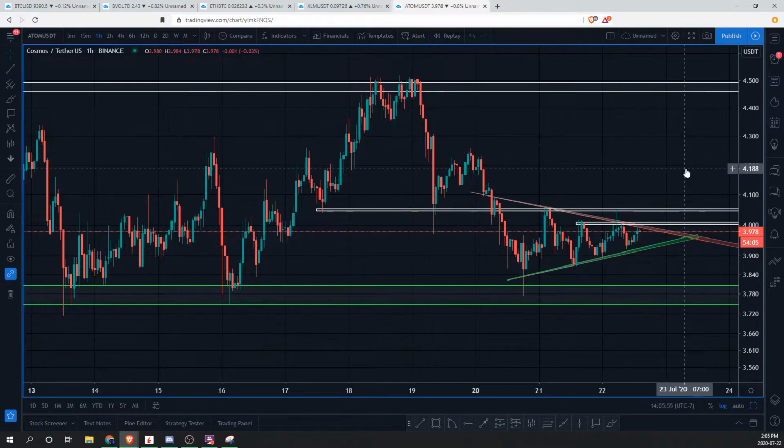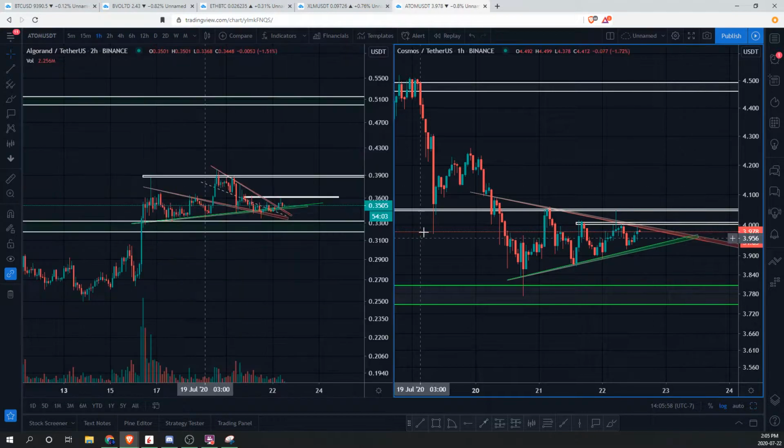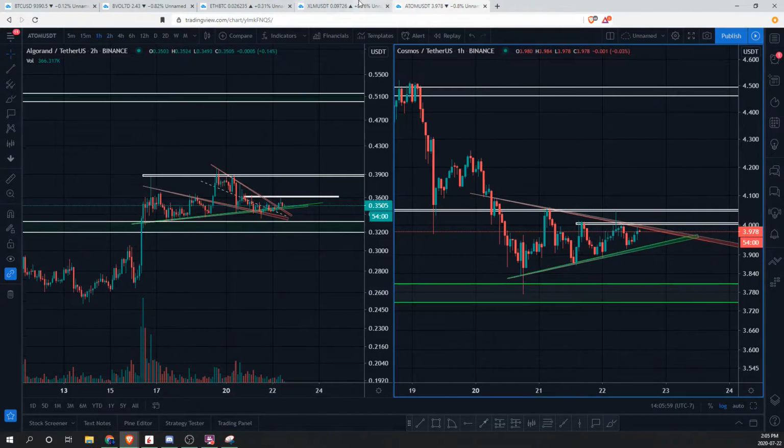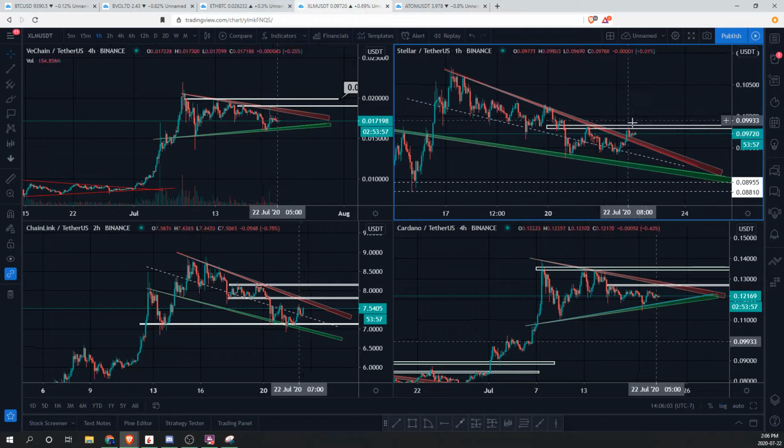So that's going to be what we're going to be looking for. We don't see it just yet, but I do think that Cosmos is setting up to be a decent opportunity. XLM breaking that zone, Stellar is really looking good as well. So in short, let's sum it up.